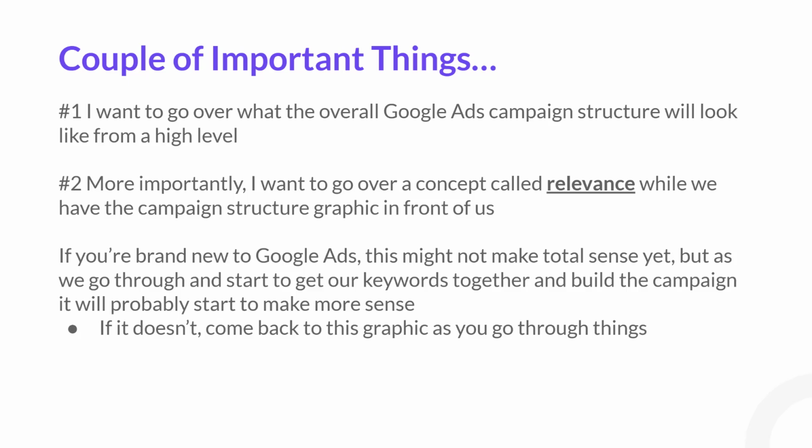Number one, obviously, I want to show you what the structure looks like if you are not familiar with Google Ads accounts. And then number two, and more importantly, I want to go over a concept called relevance that will make more sense when we start looking at the little graphic that I made for the campaign structure. Now, if you're brand new to Google Ads, the campaign structure and relevance stuff might not make total sense yet. But as we go through all of this, get our keywords together, and start building the campaign, it'll probably start making more sense. I will probably call back to this multiple times, and if it doesn't quite make sense, just come back to this graphic and it'll make a little more sense.